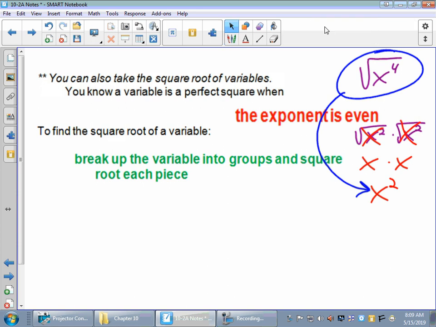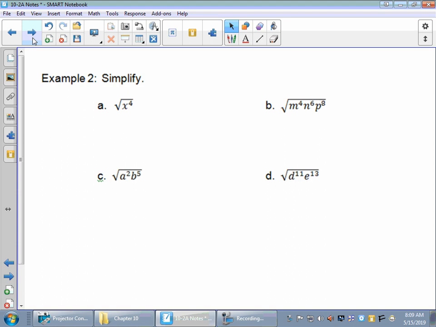So let's do a few more examples here involving variables. So we already did letter A. We just did that example on the last page. So let's look at C here. And the tricky thing is, what if we have a variable with an exponent that's not even, like an odd one? So we'll do a couple of those examples here.